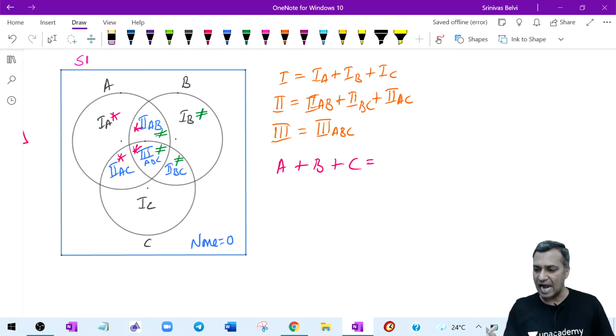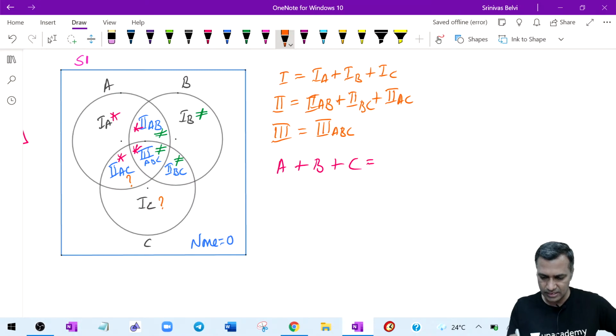Now let me add C to this as well. For C, let me put a question mark. So C, a question mark here. This region is a C, and this region is a C.